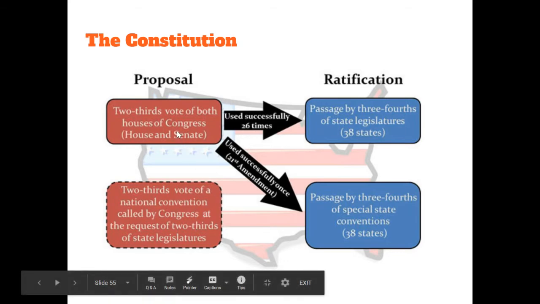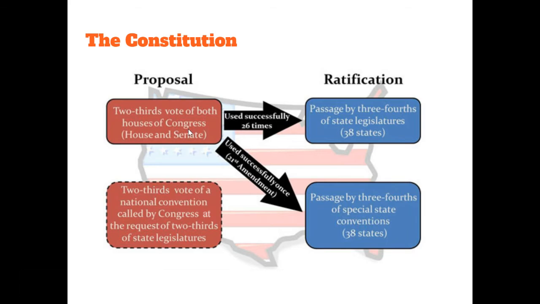But the normal way in which an amendment is proposed is you need two-thirds approval of both the House and the Senate. If two-thirds of the House and two-thirds of the Senate agrees to your proposal, it then moves out of the proposal phase and goes to the ratification stage. Ratification is a synonym for final approval. So there are two ways that you could ratify a proposed amendment. You have to choose one or the other.